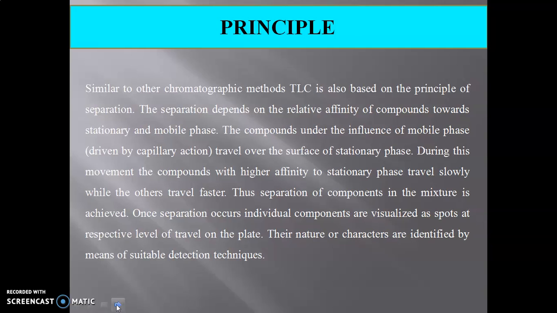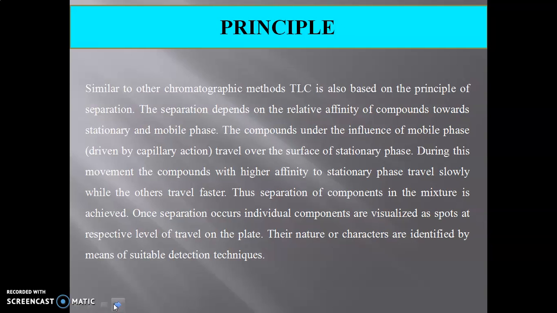Now we have to see the principle involved in the separation of the mixture of sugars by TLC. Similar to other chromatographic methods, TLC is also based on the principle of separation. The separation depends on the relative affinity of the compound towards the stationary and the mobile phase. Those components having a higher affinity towards the stationary phase will travel slowly, whereas those having a higher affinity towards the mobile phase will travel faster.